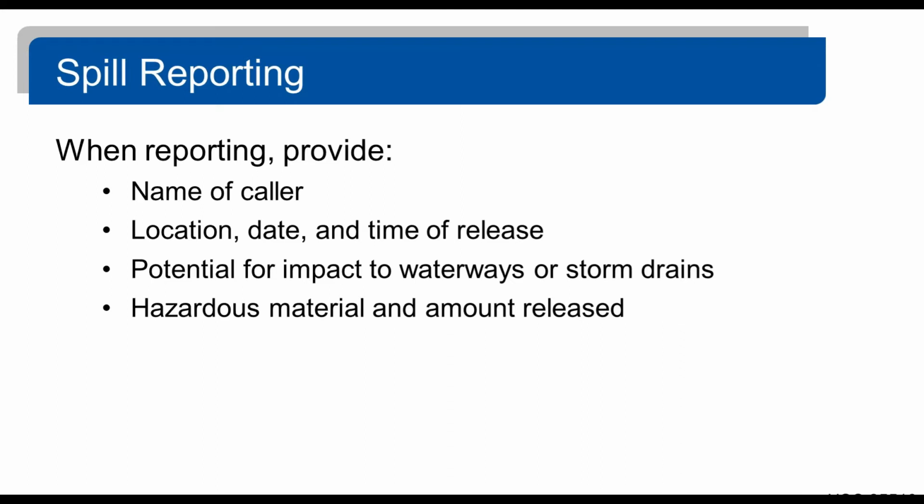The name of the caller, location, date, and the time of the release, potential for any impact to waterways and/or storm drains, the hazardous material, the particular information for that, what was it, and how much was released. If you can figure that out, make sure you have that information available. Sometimes it does take follow-up. It's not necessarily clear how much material was released, so you may have to do calculations. This is all the information you want to make available when making these verbal notifications to the CUPA and Cal OES.